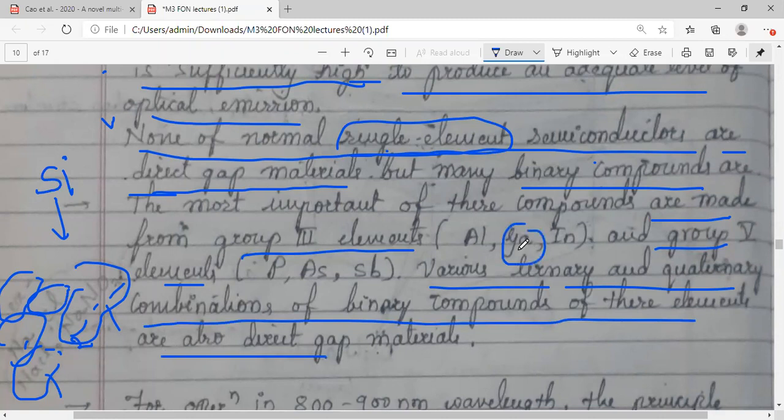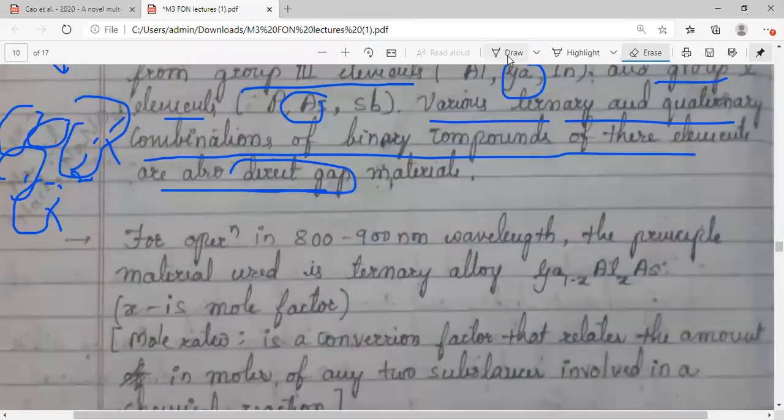If you are using gallium and arsenide, these are the binary compounds. If you go for its ternary compounds and quaternary compounds also, they exhibit this direct band gap, which is the requirement for us for an LED source.